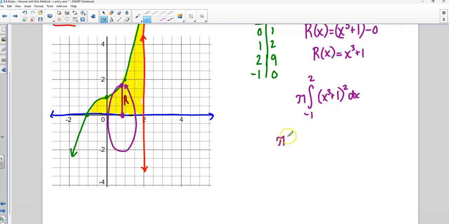So this would be equal to pi times the integral of x to the 6th plus 2x cubed plus 1. There. And then you would need to integrate from here. So when I integrate this one, Lucas, what will I get? The pi will hang out front. What will I get when I integrate x to the 6th plus 2x to the third plus 1?